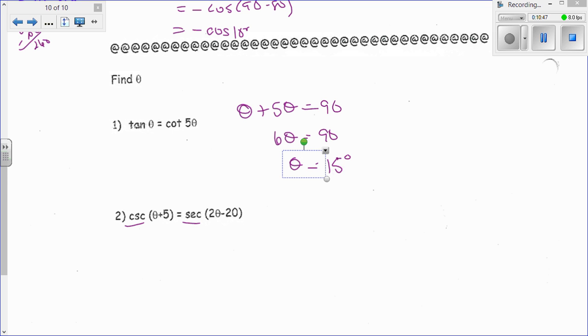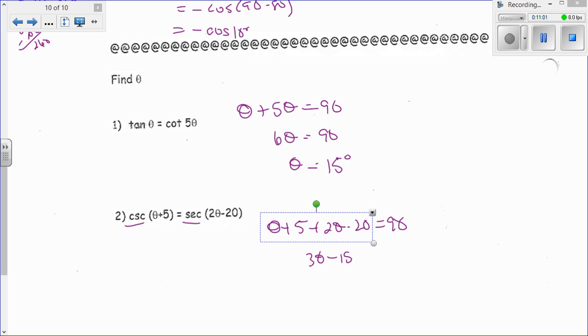Cosecant and secant are cofunctions. Just take my angles, theta plus 5 plus 2 theta minus 20 equals 90. So I have 3 theta minus 15 equals 90. So 3 theta is equal to 105. Divide by 3. So theta is equal to 35 degrees. Those are real easy questions.